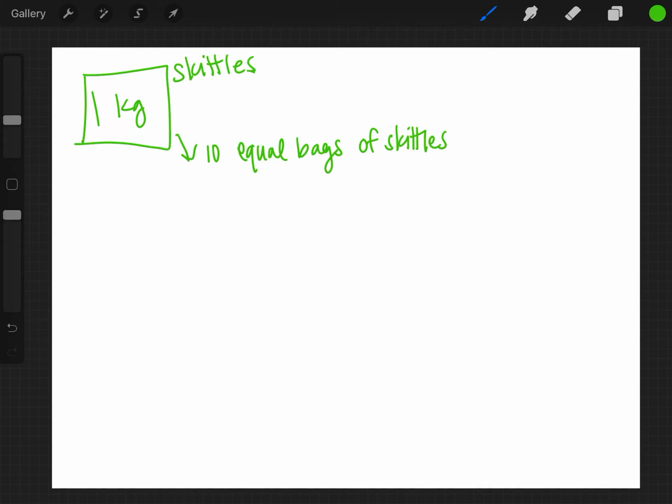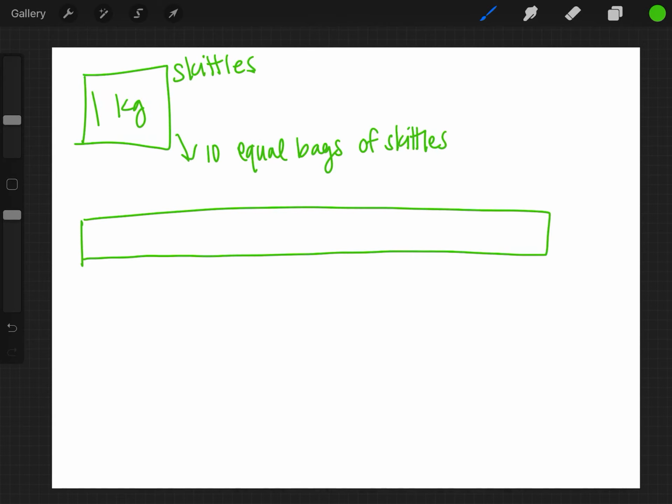So I want you to think for just a minute, if I were to give one of those bags of Skittles to my friend, what fraction of the original bag of Skittles that I have would I give to my friend? Well, let's look at this for just a second. So I'm going to draw a little tape diagram here. And this whole thing right here is going to represent 1 kilogram.